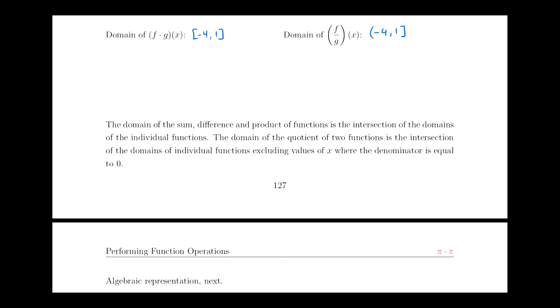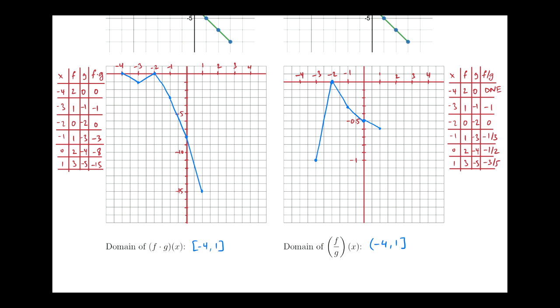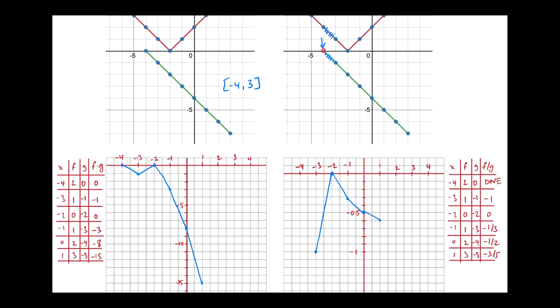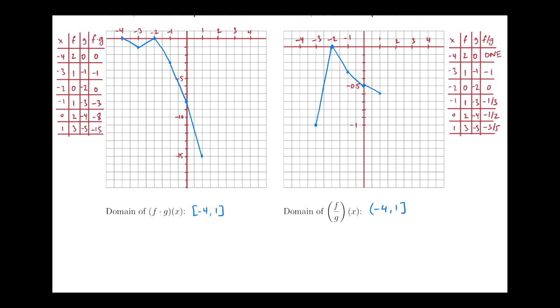For quotients, we have to be careful. It's still the intersection, but it has to exclude the values of x where the denominator is equal to 0. So here you can see that the denominator was equal to 0 for negative 4. When we plugged in negative 4 into g, we got 0. So the intersection is from negative 4 to 1, but negative 4 cannot be included because that's where the function in the denominator is exactly 0.